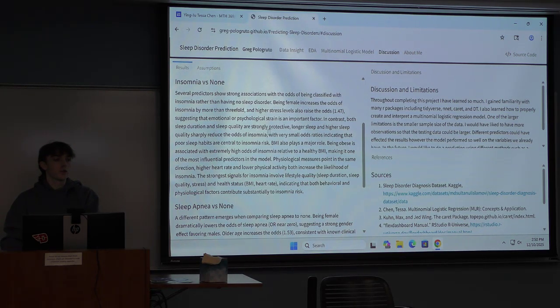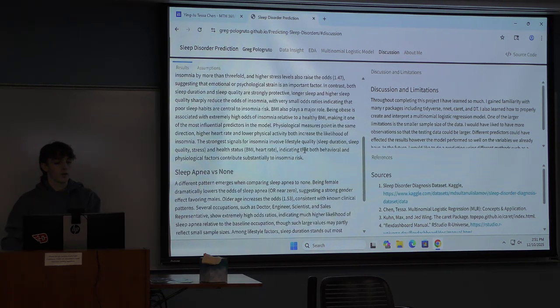In contrast, sleep duration and sleep quality negatively affect your chance of having insomnia. So the longer you sleep and the better quality of sleep you have, the less likely chance of getting insomnia you have. This makes, I think, reasonable sense. And then BMI plays one of the biggest major roles. So being obese is associated with having extremely high odds of insomnia relative to just a healthy BMI, making it one of the most influential predictors. But the strongest signals for insomnia involve sleep duration, sleep quality, and BMI.